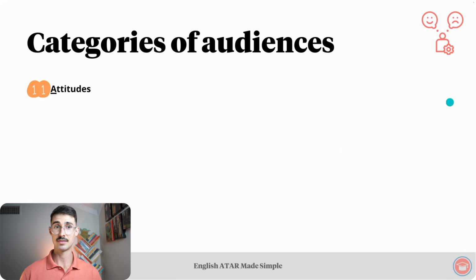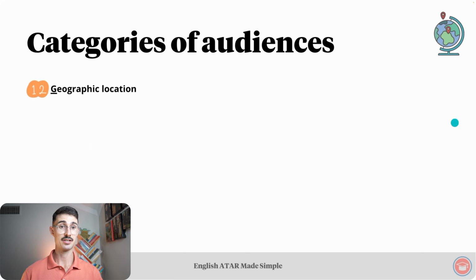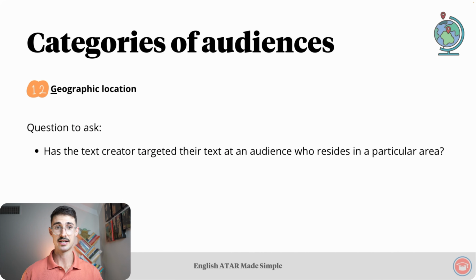Next category is attitudes. Question to ask: has the text creator targeted their text at an audience who holds a particular attitude towards something? Example: a group of Year 10 students hold a resistant attitude towards doing ATAR. Next category is geographic location. Question to ask: has the text creator targeted their text at an audience who resides in a particular area?